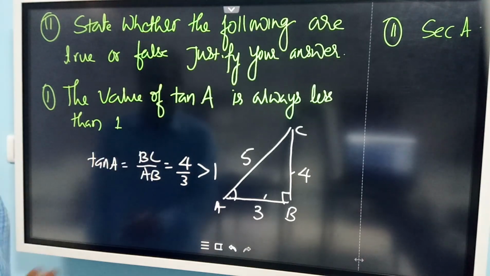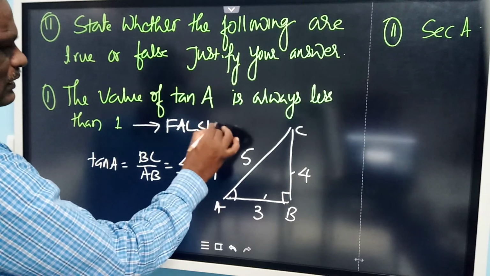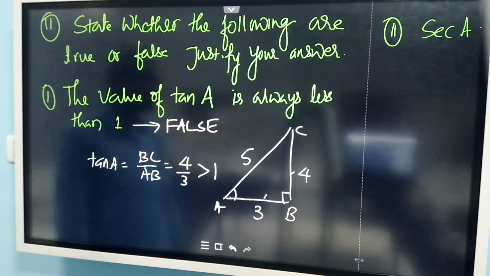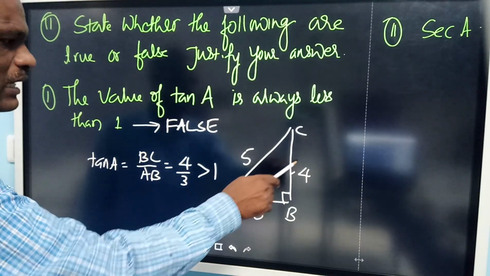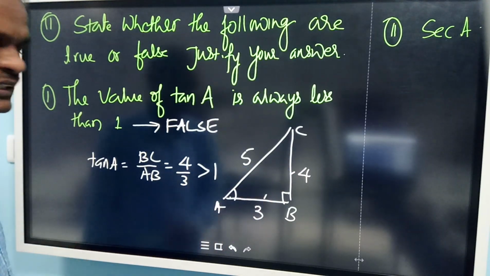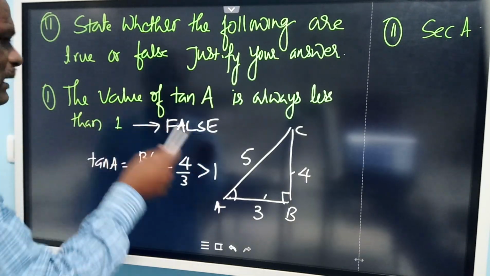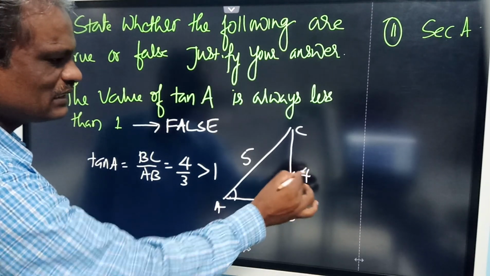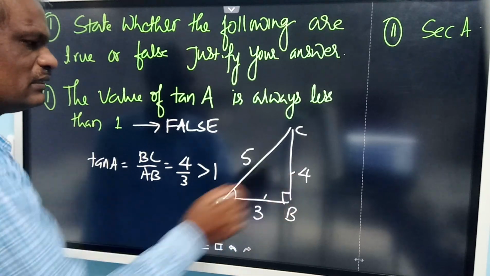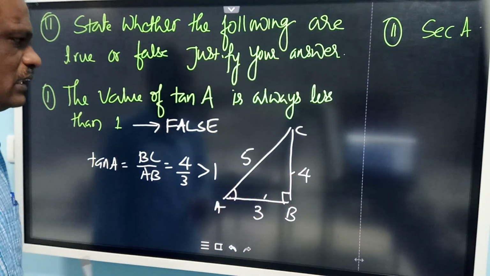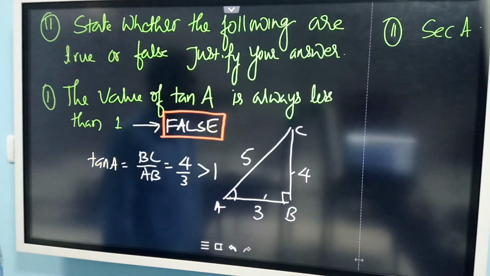So therefore the above statement is false. You cannot accept this one. Sometimes it will be greater than 1 also. In this particular example, you can see tan A is opposite side by adjacent side, it is 4 by 3, greater than 1. So in all cases it is not true. Sometimes it is less than 1. If I take 3 here and 4 there, then it is less than 1. But in this situation, it is greater than 1. So the given statement is false.